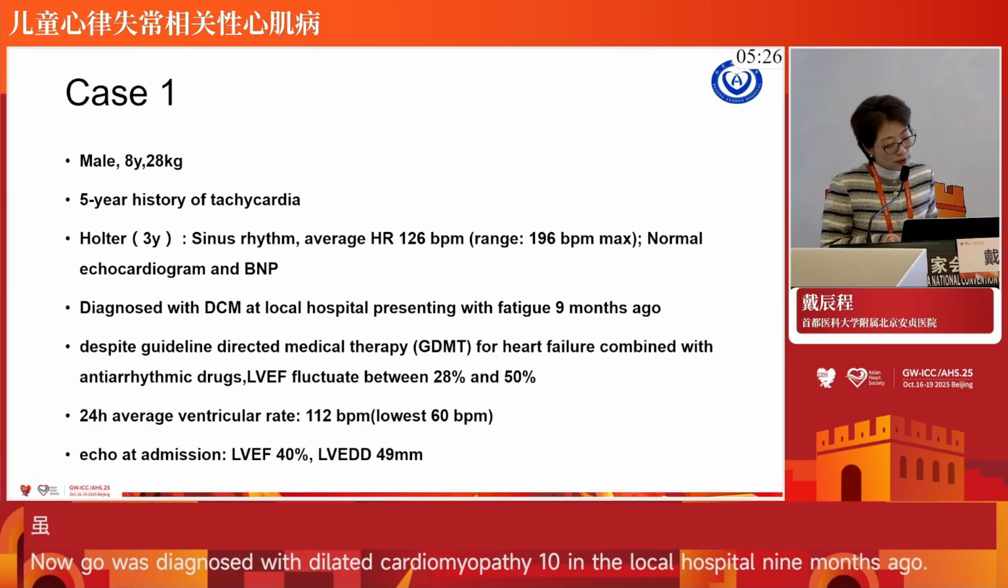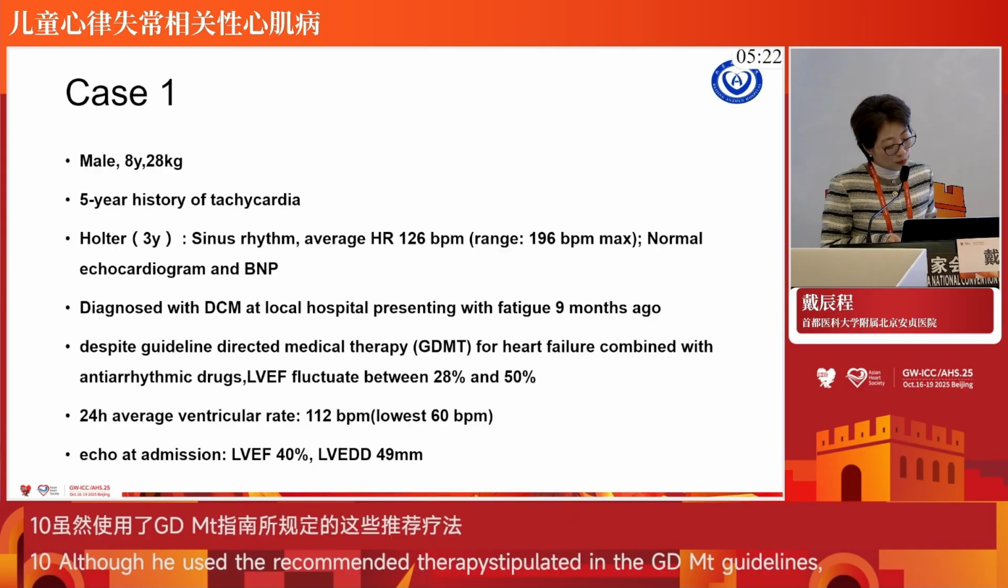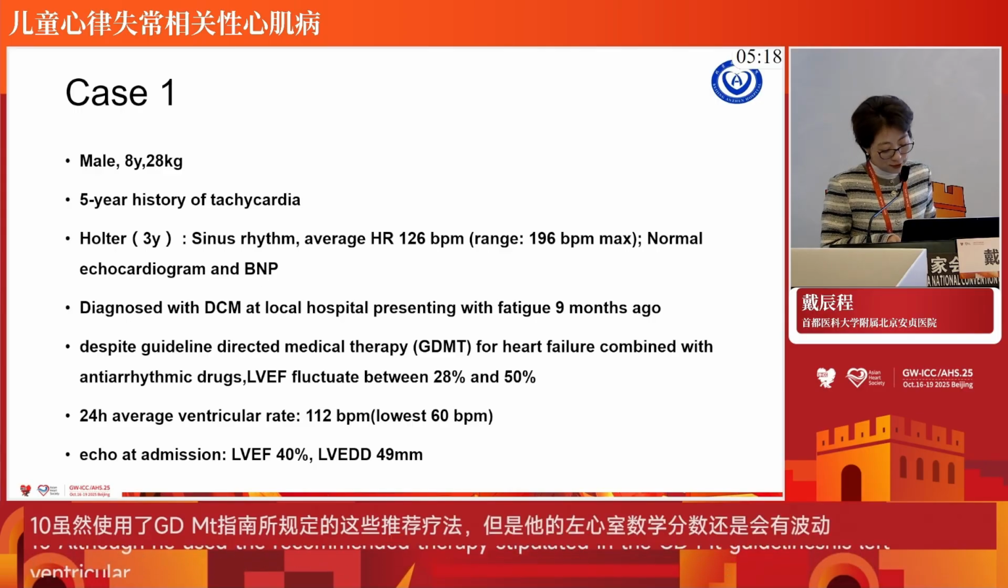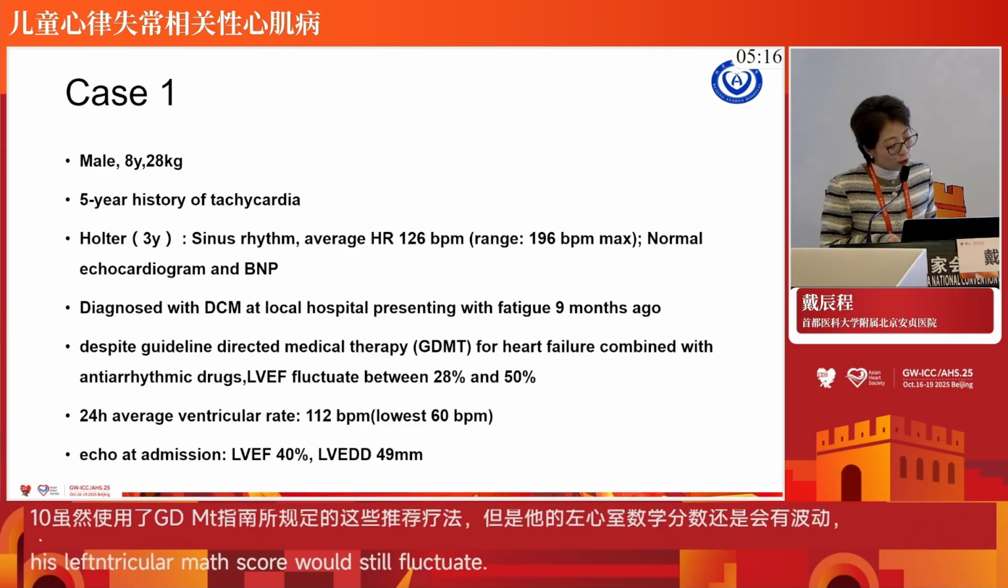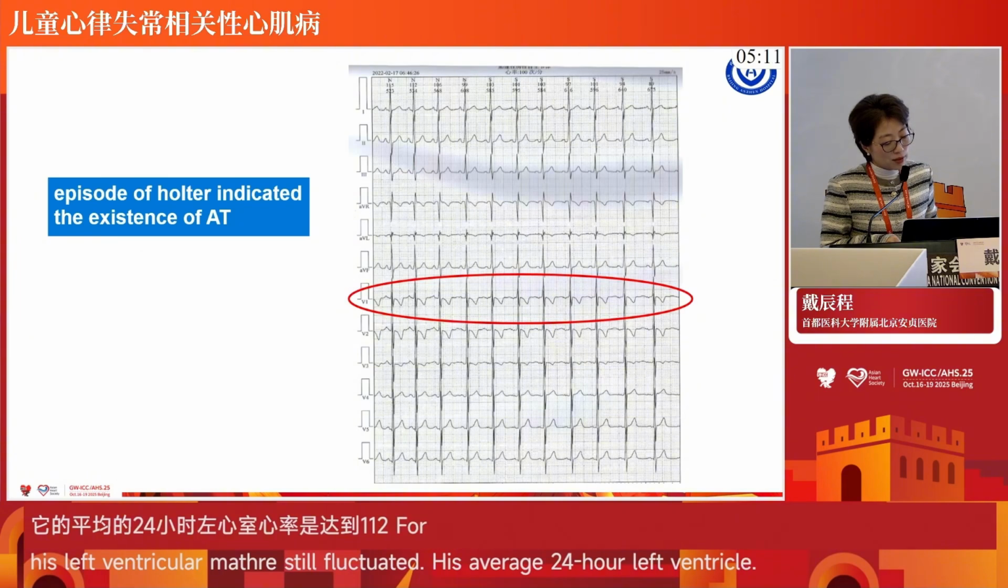Holter shows the mean heart rate is 212 BPM. Echo at admission shows LVEF is 40% and LVEDD 49 millimeter. This is an episode of the Holter.